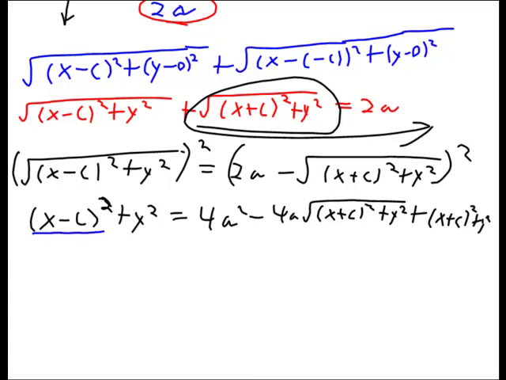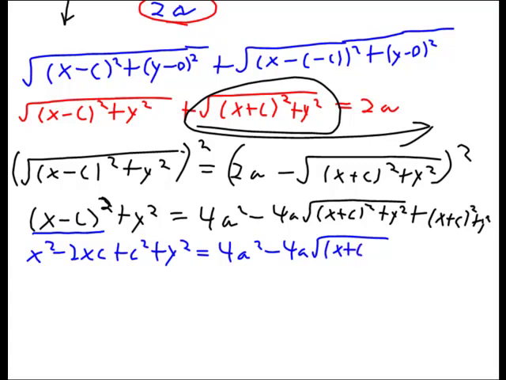So when we multiply this out, we'll get x squared minus 2xc plus c squared plus our y squared that remains there. It's equal to 4a squared minus 4a times that square root still sitting there of (x plus c) squared plus y squared. And then when we multiply this term out, we'll get plus x squared plus 2xc plus c squared, and then there's still this plus y squared sitting out here. So then what can we do to simplify things?